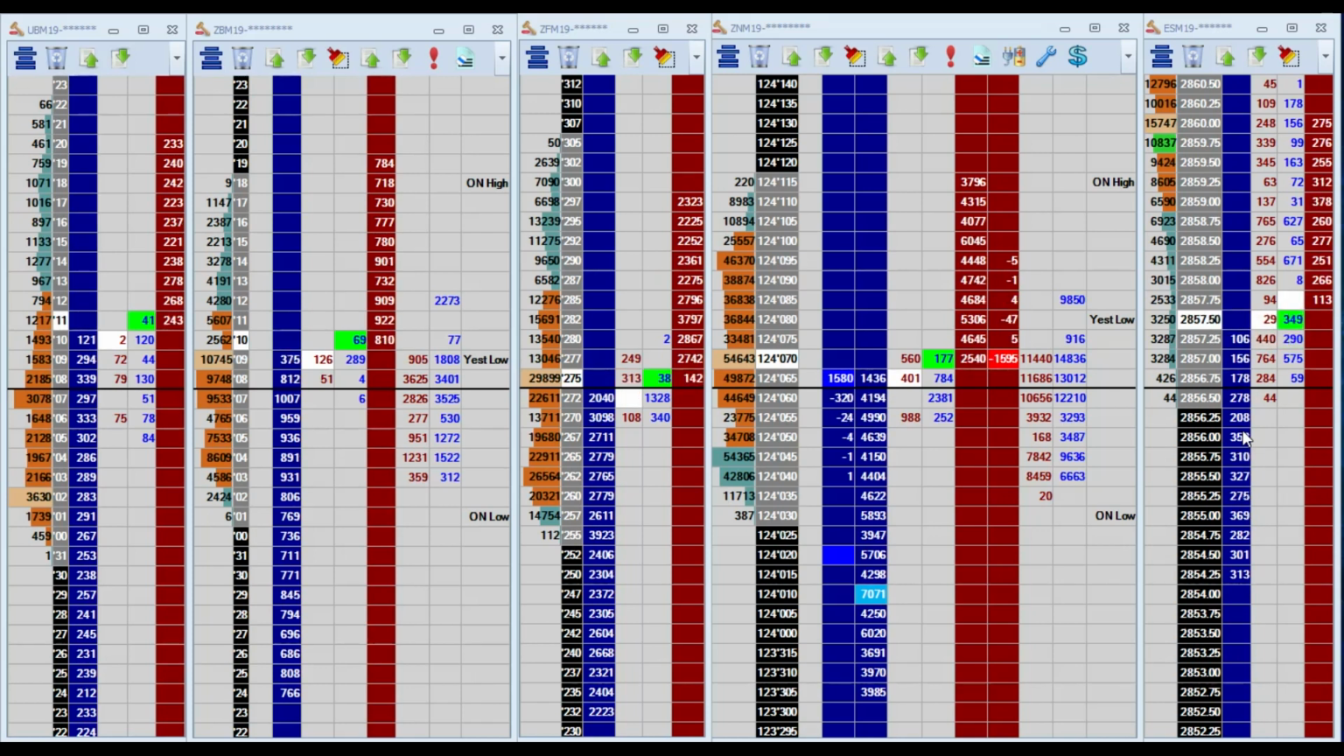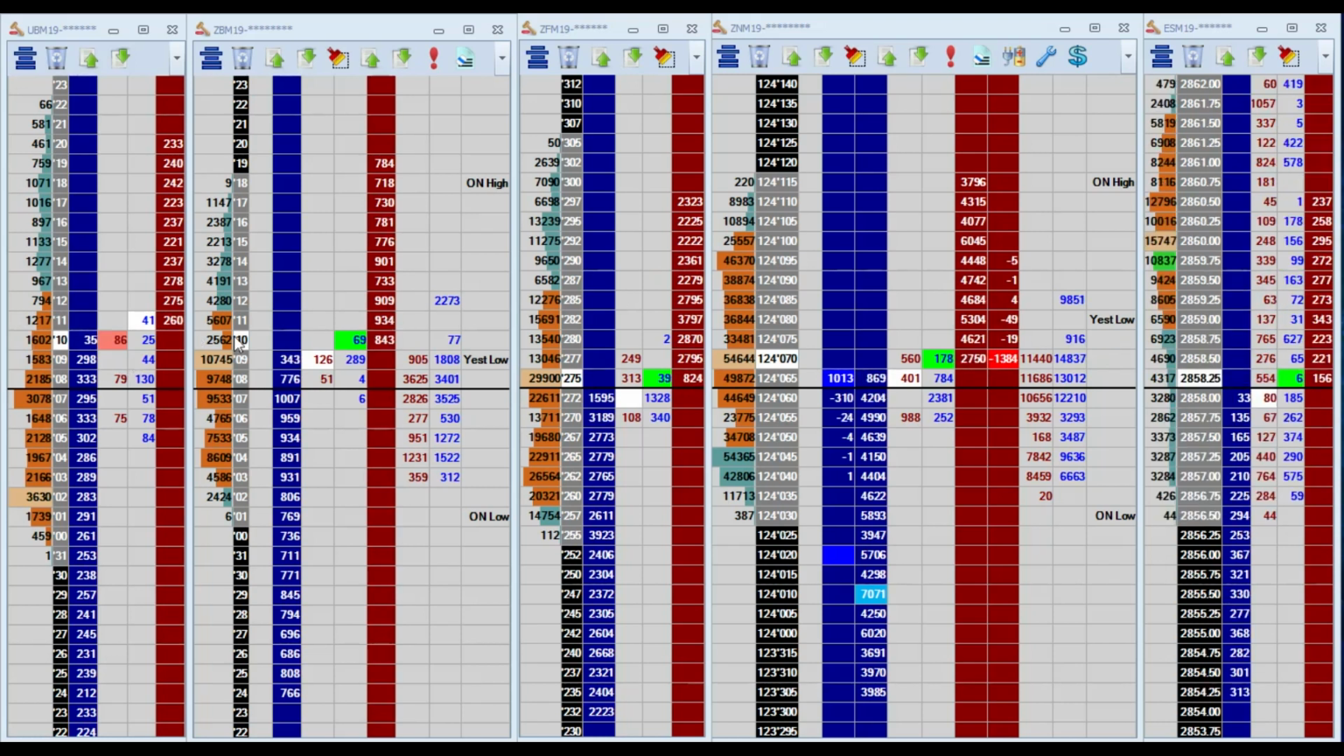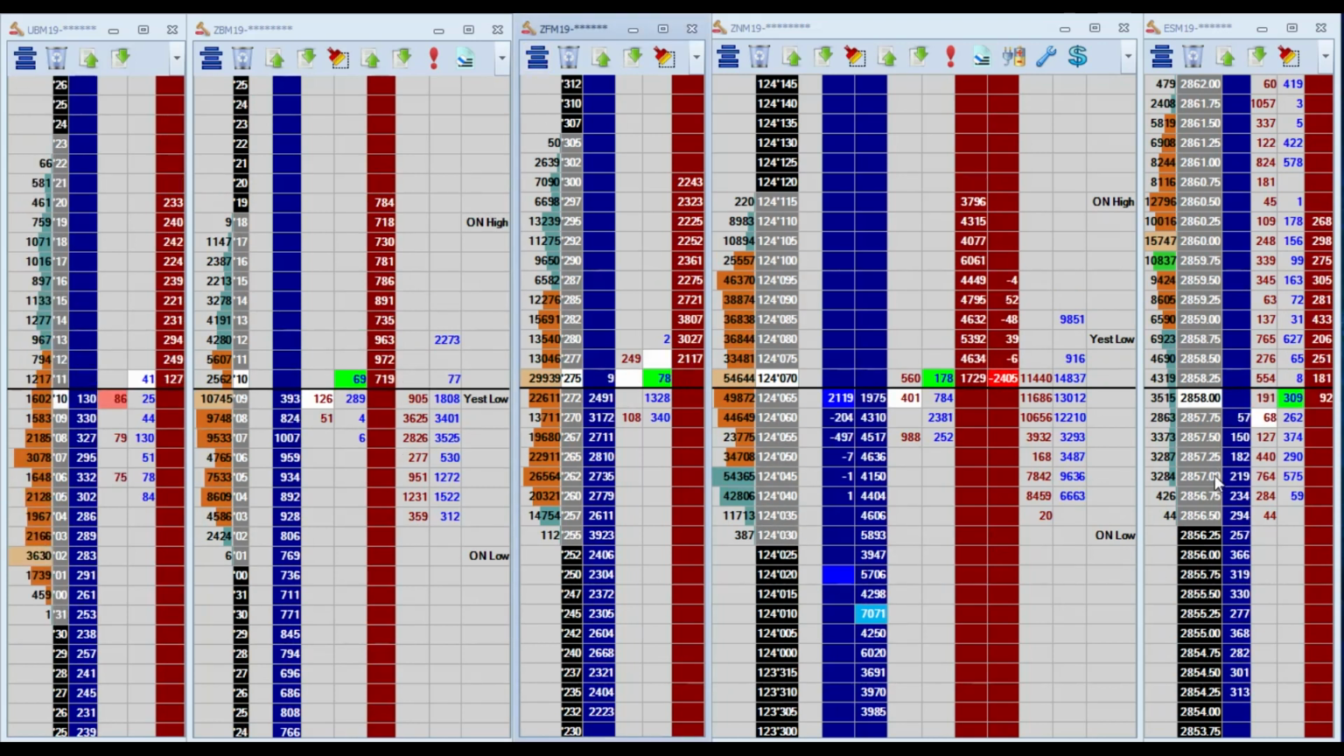And in a healthy market, the E-mini works as an inverse correlator to these other products here, these fixed income products. So we keep it up because when this goes down, these should go up.